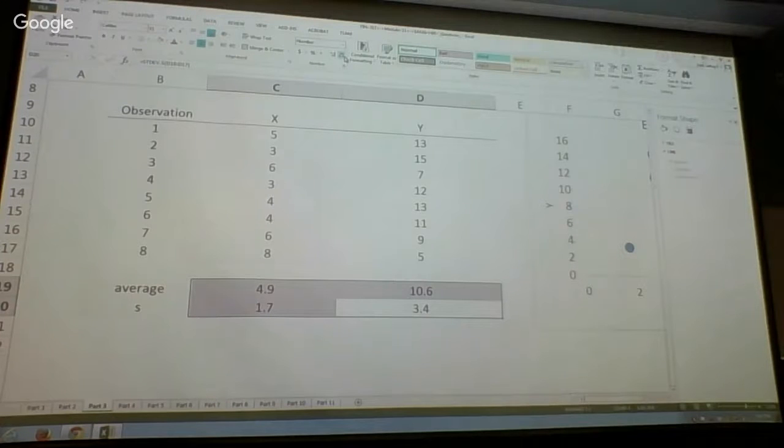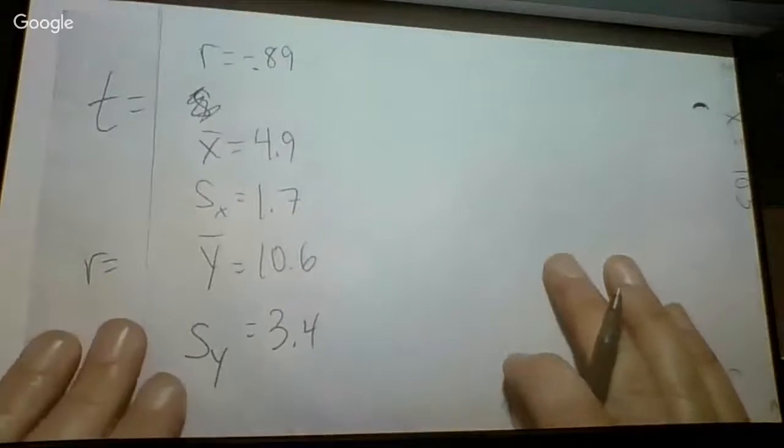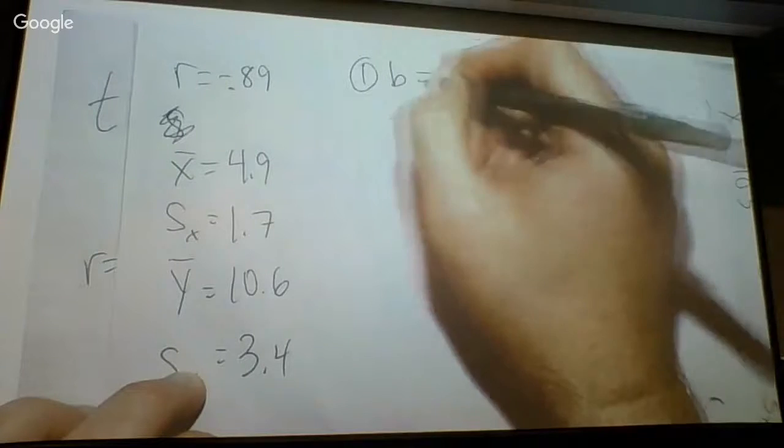I already determined earlier that R is negative 0.89. X bar, the average of X, is 4.9. Standard deviation of X is 1.7. Y bar, the average of Y, is 10.6. Standard deviation of Y is 3.4. Those are the 5 pieces of information I need. Step 1, calculate B.